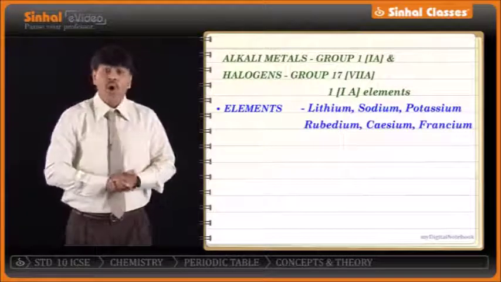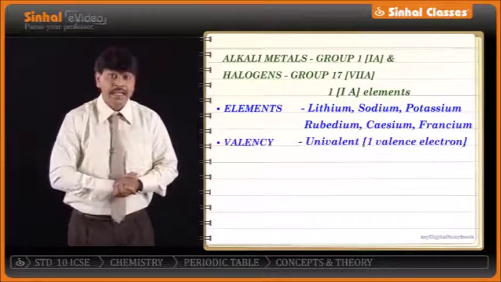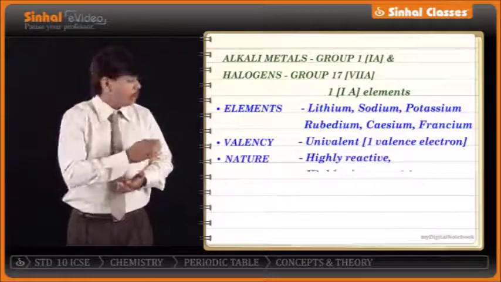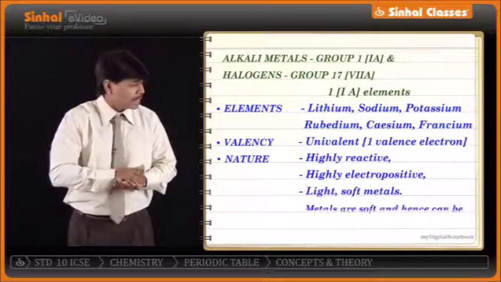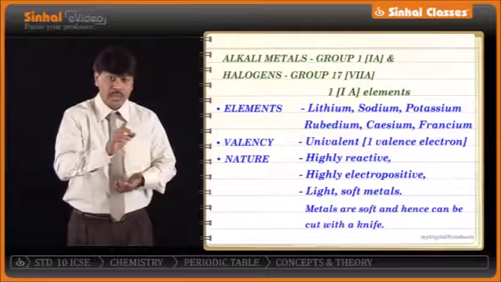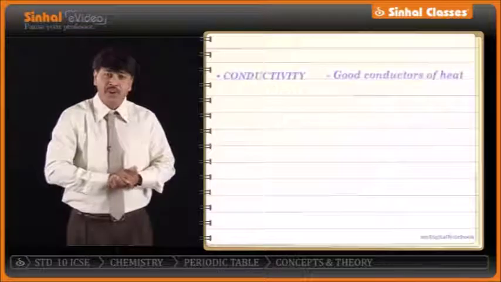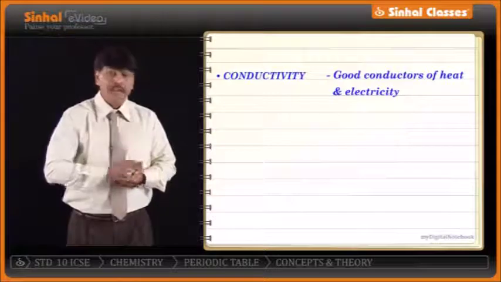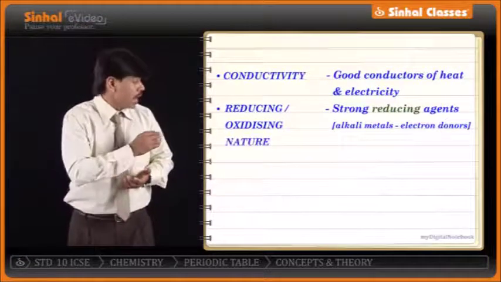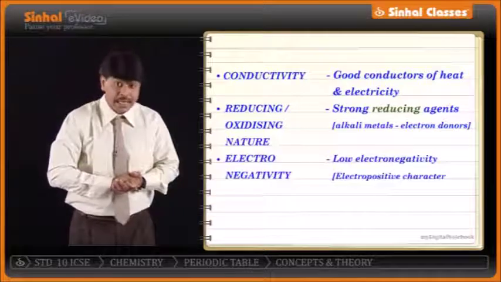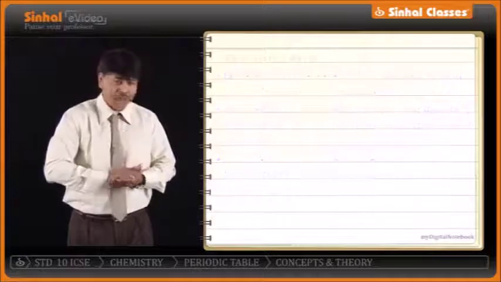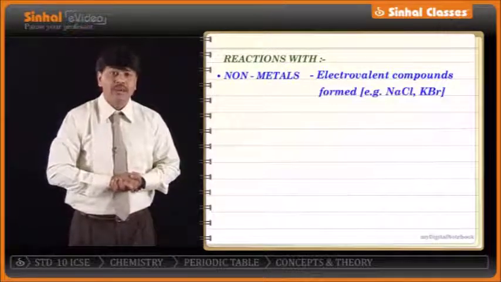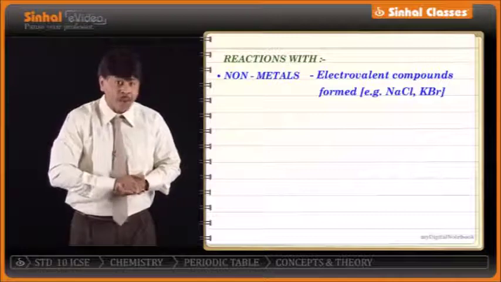All of these elements are univalent, that is, having valency 1. They are highly reactive, highly electropositive, and very soft metals, easily cut with a knife. They are highly conductive, very good conductors, and very strong reducing agents with very low electronegativity. With non-metals, they are highly reactive and always form electrovalent compounds, that is, forming an ionic bond.